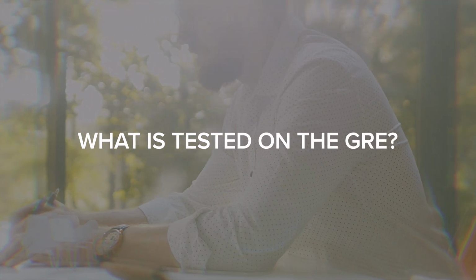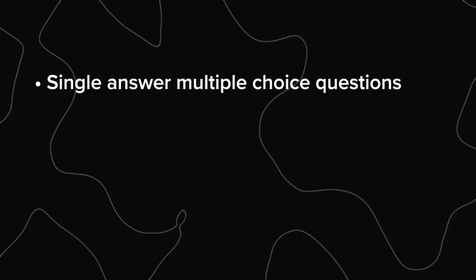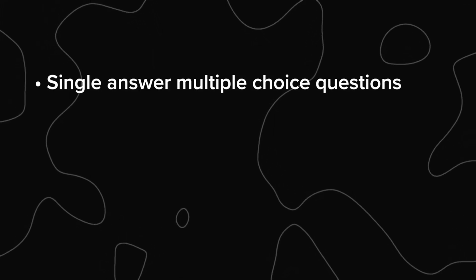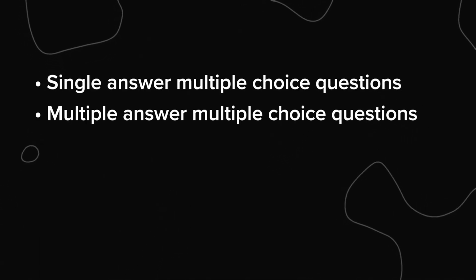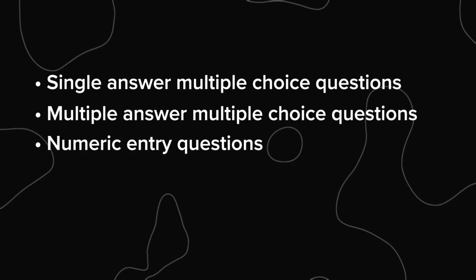So what do they test on the GRE? Well, you've got your traditional single answer multiple choice questions, A through E. Those are the types of questions you're used to. But then there are multiple answer multiple choice questions where you have to select some unknown number of correct answers to get the problem correct. You also have numeric entry questions. Those are ones where you actually fill in a numerical answer. There's a box there and you fill it in.